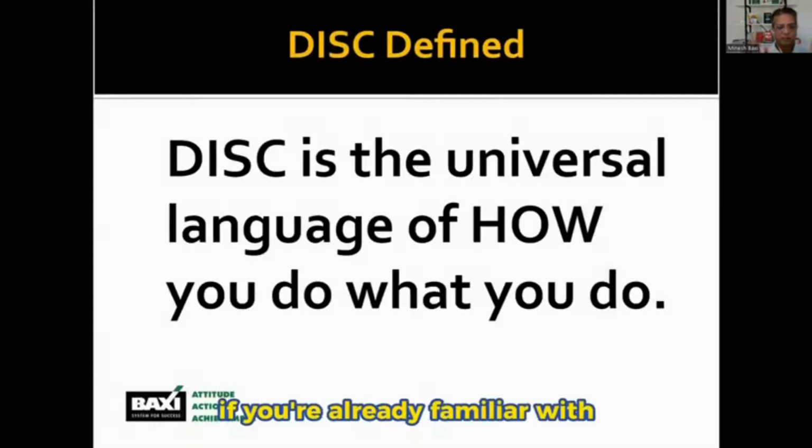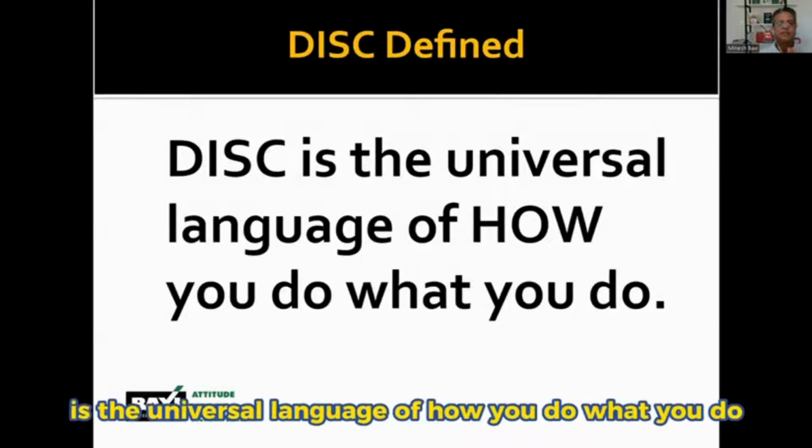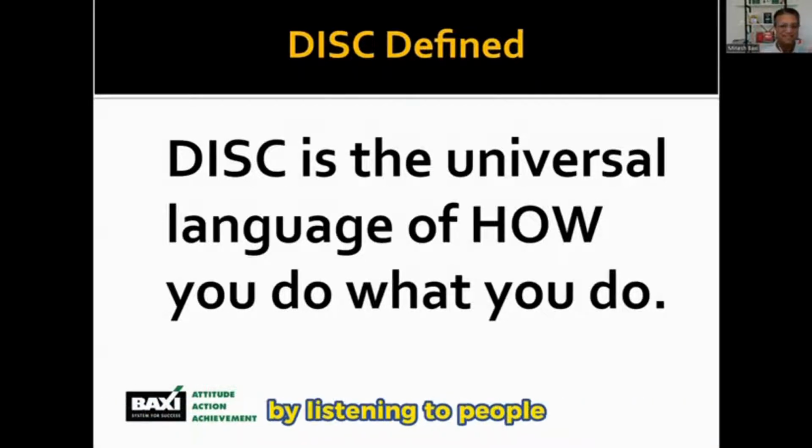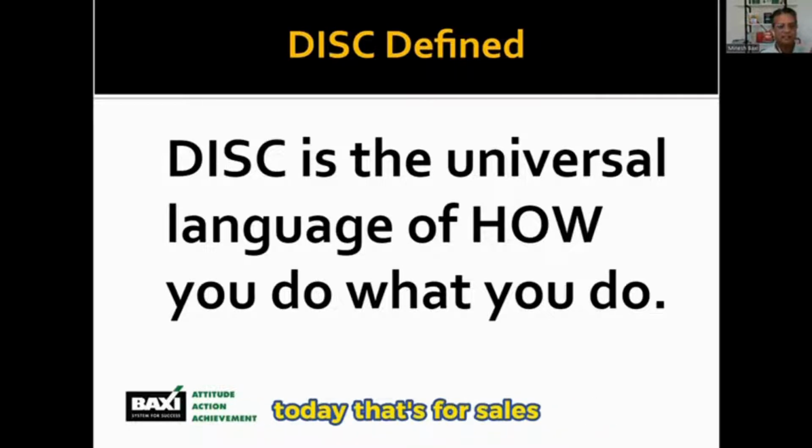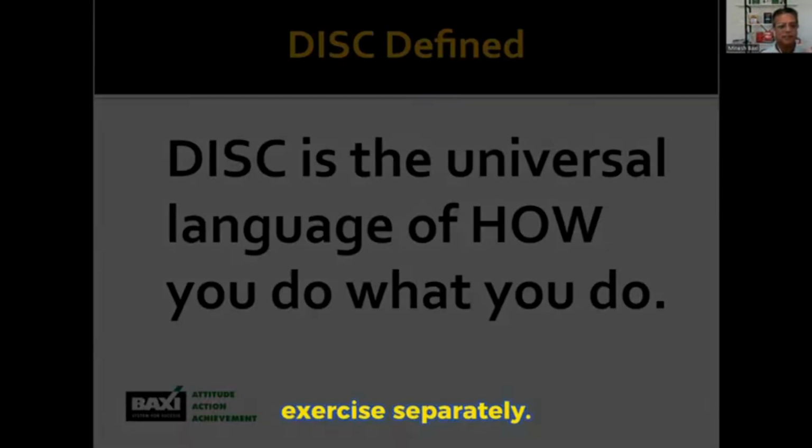Now, DISC, if you're already familiar with it, you know that DISC is the universal language of how you do what you do. So you can observe by listening to people, watching people, you can actually pay attention and learn their DISC profile. We will not cover the details of that today. That's for a sales and communication exercise separately.